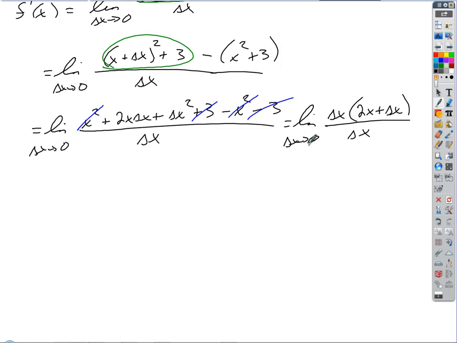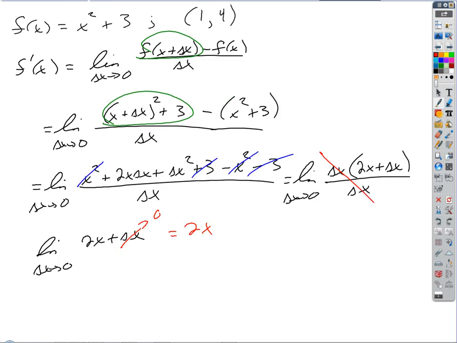Delta x goes to 0, so I can cancel the delta x's to 1, the like factors, and evaluate my limit. So now I've got the limit of 2x plus delta x as delta x goes to 0, and so that term goes away, and I get my answer. It's 2x. Okay, that's huge.